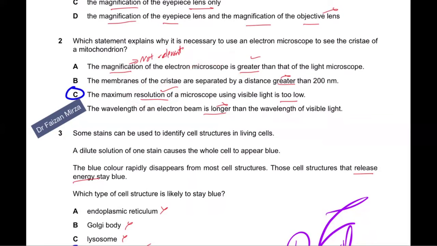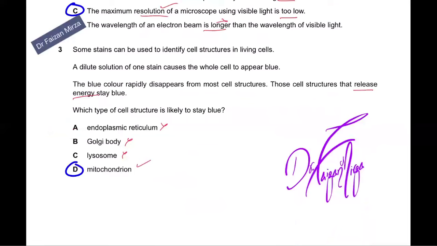Similarly, the membranes of cristae are separated by a distance greater than 200? No, not greater than 200. The wavelength of the electron beam is longer than the visible wavelength. This is option D. This is not true. The maximum resolution of a microscope using visible light is too low. Yes, we know that visible light resolution is low compared to that of an electron microscope. That's why we are able to see objects which are actually very small in structure.